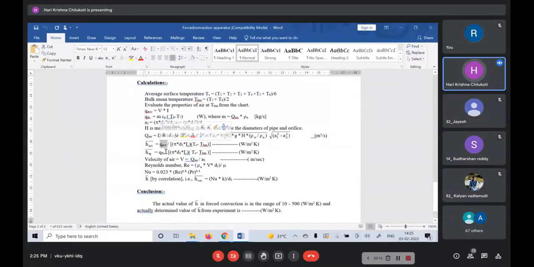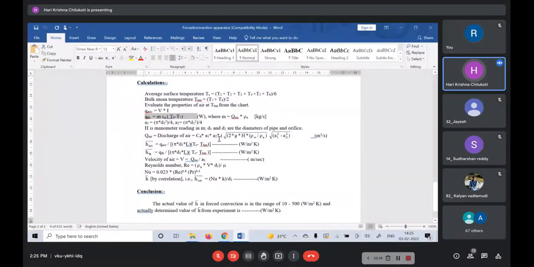As I was mentioning, not everything is transferred to the fluid. Then we have also obtained the actual heat that is transferred to the fluid from the energy balance using this particular equation. Then we will substitute this Q, that is the actual heat transferred to the air, divided by pi d1 L (Ts minus Tbm). In that particular fashion, we can obtain the forced convective heat transfer coefficient experimentally.